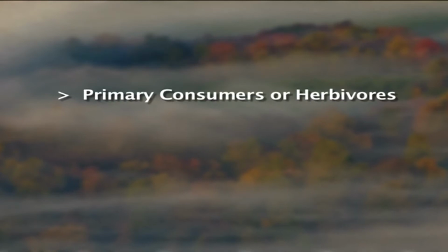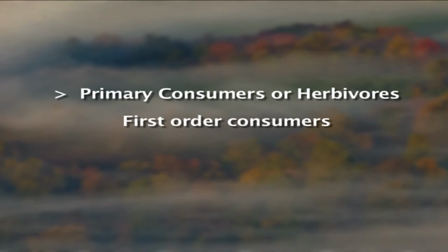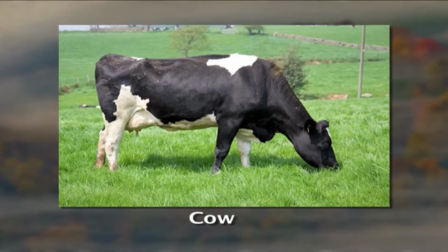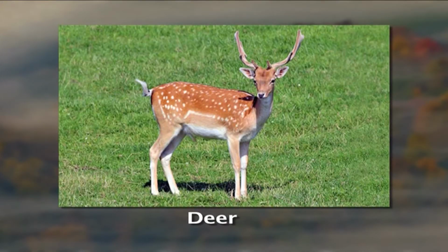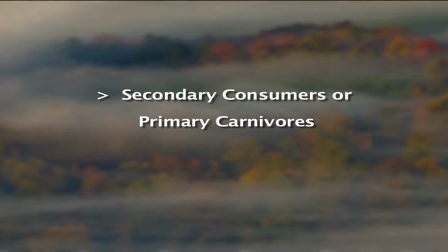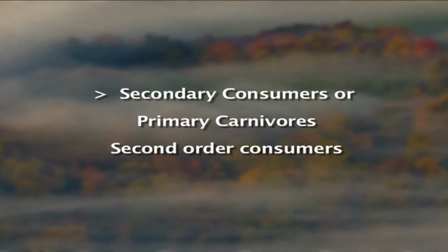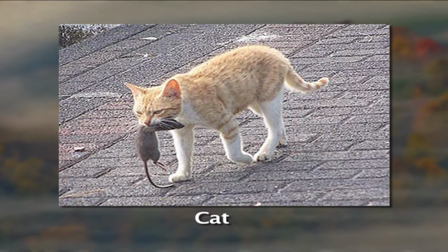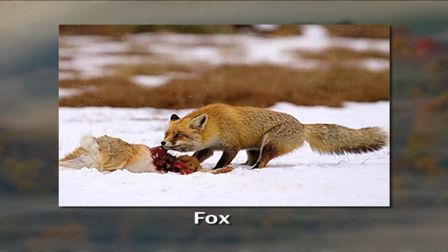Primary consumers are herbivores. They are also called first order consumers. They eat the producers or plants. Examples are cattle like cow and goat, deer, rabbit, etc. Secondary consumers are primary carnivores. They are also called second order consumers. They eat herbivores. Examples are snakes, cats, foxes, etc.